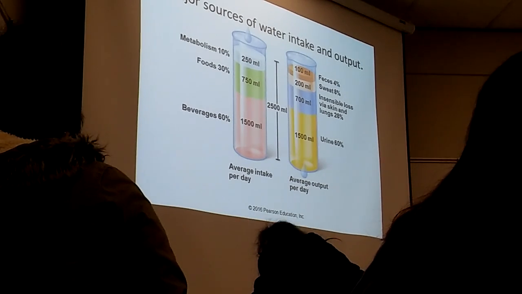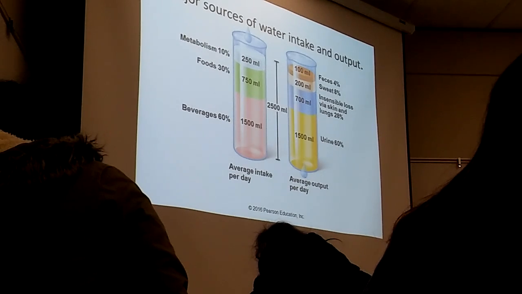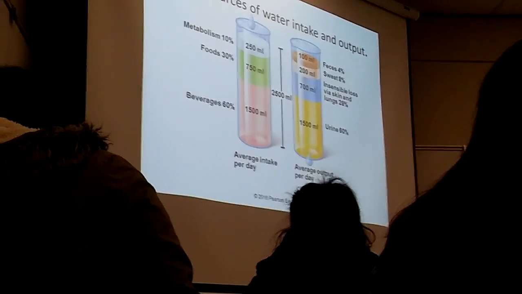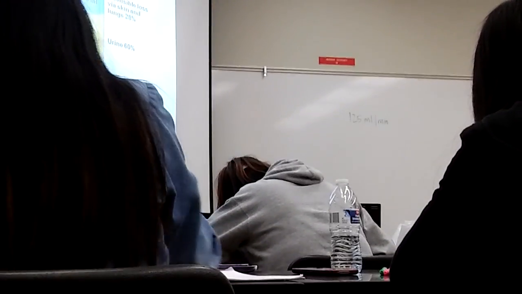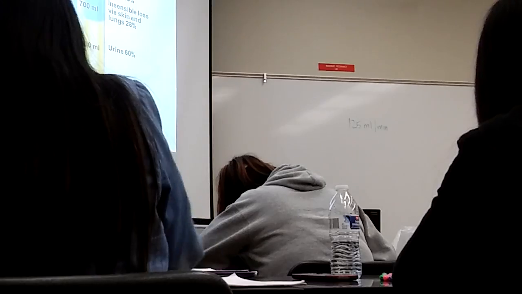I'm hungry. Oh, okay. So what's a typical GFR for a man? 125 what? Milliliters per minute. How much is that per day? So calculate it. 24 hours. Now this is your average GFR for a man. How much is it per day?